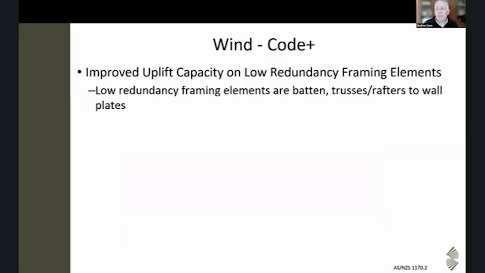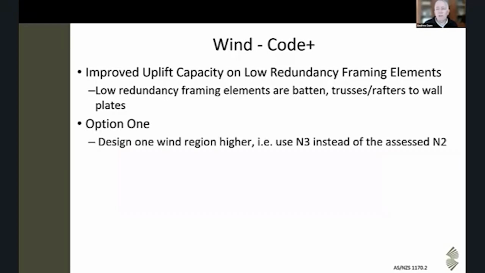So in improving uplift capacity in the low redundancy framing elements, there's your battens, trusses and rafters to plates. One option, and this is your Code Plus consideration, is to design for one wind region higher than designed to. So if it's designed to an N2, then make the structure N3 resistant, and that increases capacity by about 25% and gives you a bit of resilience.